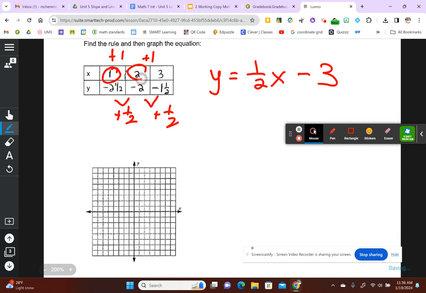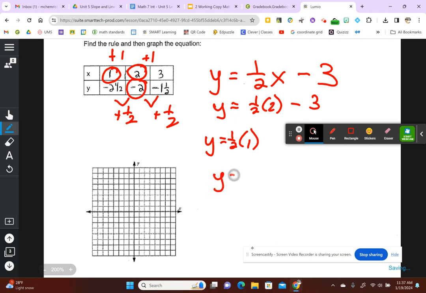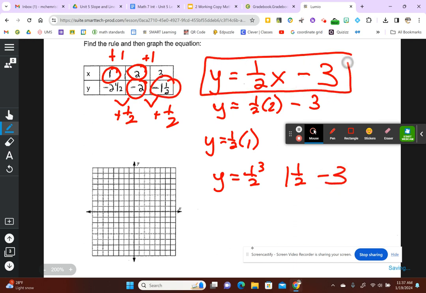So let's see if my rule works. What is 1/2 of 2? It's 1. And 1 minus 2. So I did something wrong. So let's go back. Okay. So y equals 1/2 times 1, which is 1/2. And 1/2 minus 3 is -2.5. So let me try this one again. Y equals 1/2 times 2, which is 1, minus 3 is -2. So I am right. And then y equals 1/2 times 3, which is 1 and 1/2, minus 3 is -1 and 1/2. So this is, in fact, my rule.